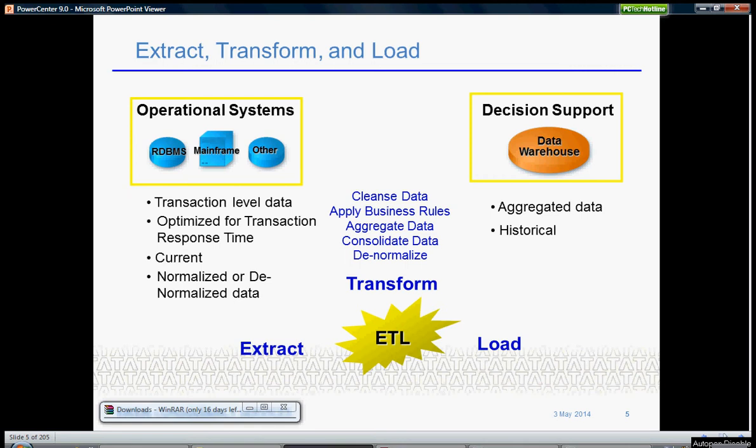Okay, the loading part comes to load into a decision support system, which is basically a data warehouse. It may be either a traditional symmetric multiprocessing system database like Oracle, SQL Server, etc., or an appliance like Teradata or Netezza is also possible. So that's where the loading happens. So that is all that ETL stands for.